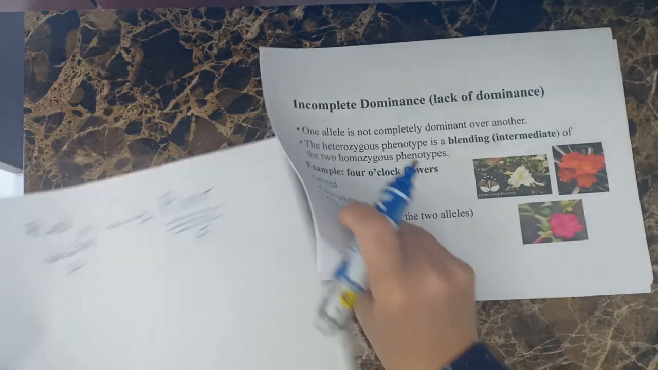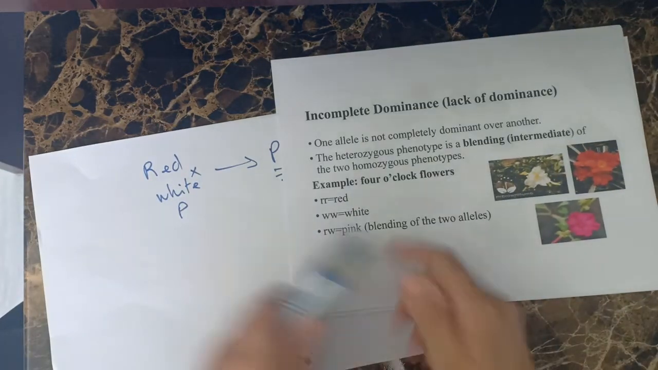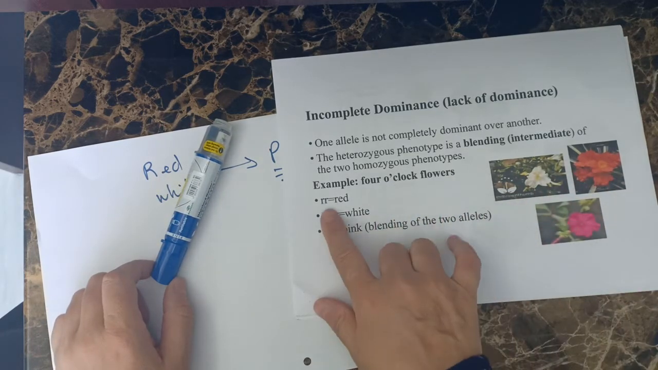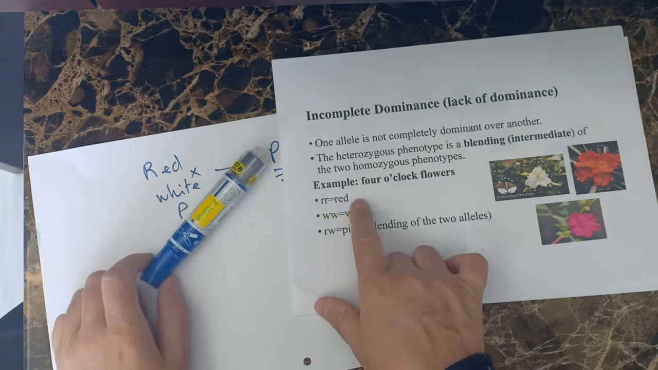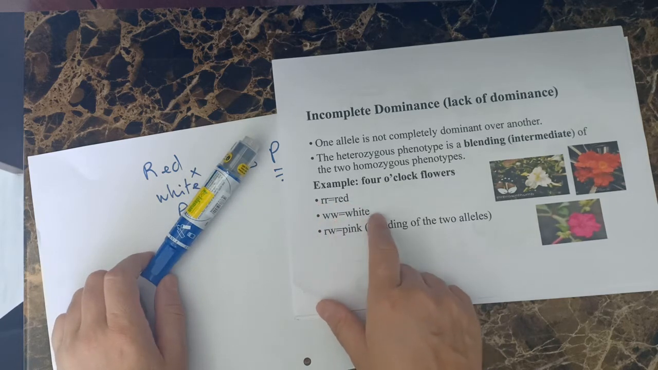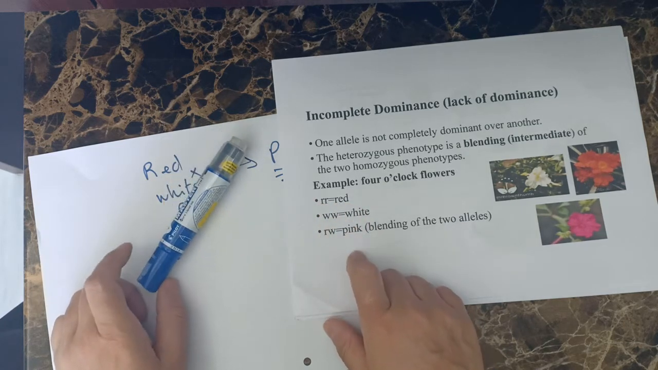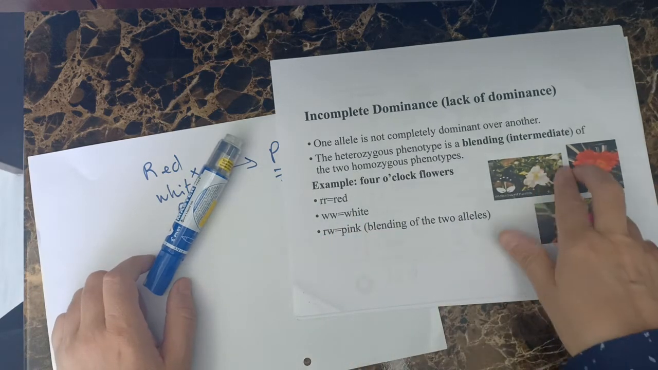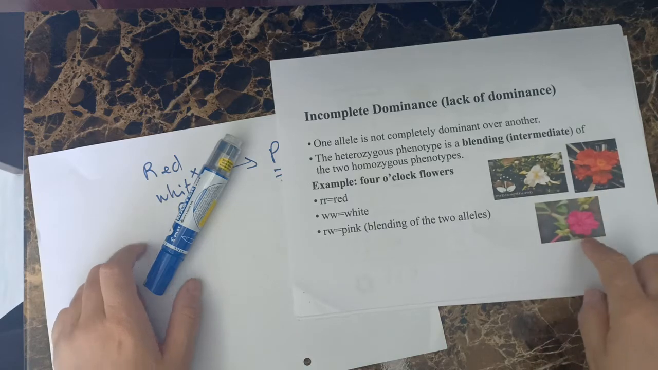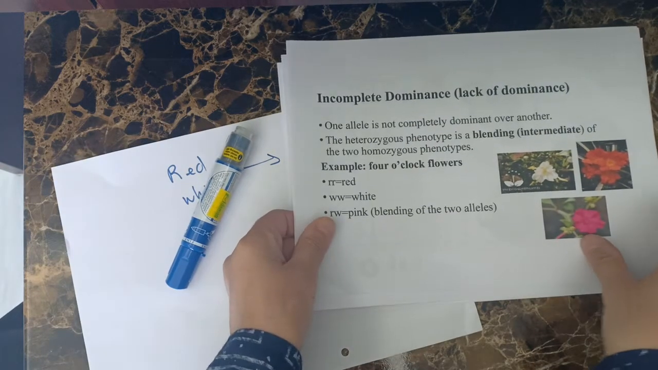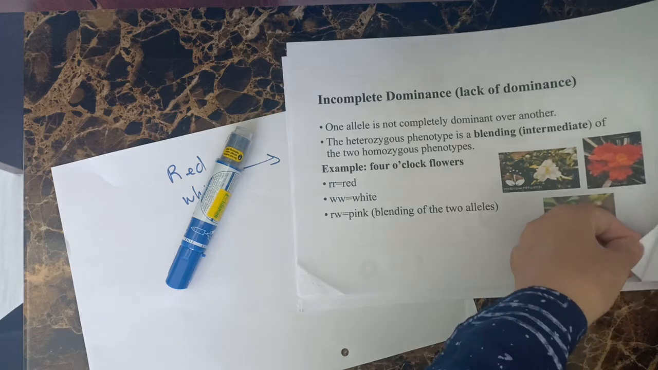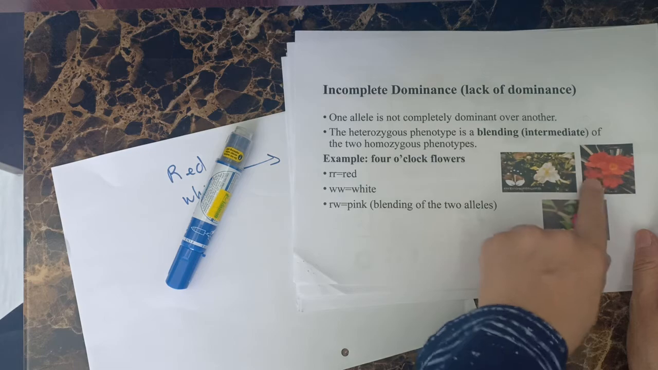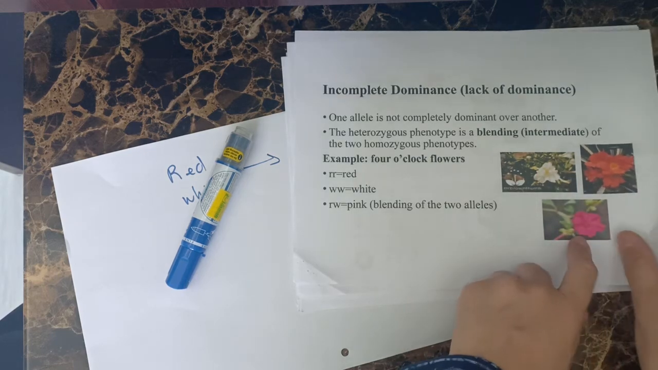Okay. So here, for example, four o'clock flowers. These flowers are called four o'clock. So these flowers, they are red. Let's say the red one is RR, the white is WW. The heterozygote, when you mix these two, it will give you what? It will give you pink. It's a mixture of the two alleles. So this one is homozygote for white, this is homozygote for red, and this one is heterozygote.